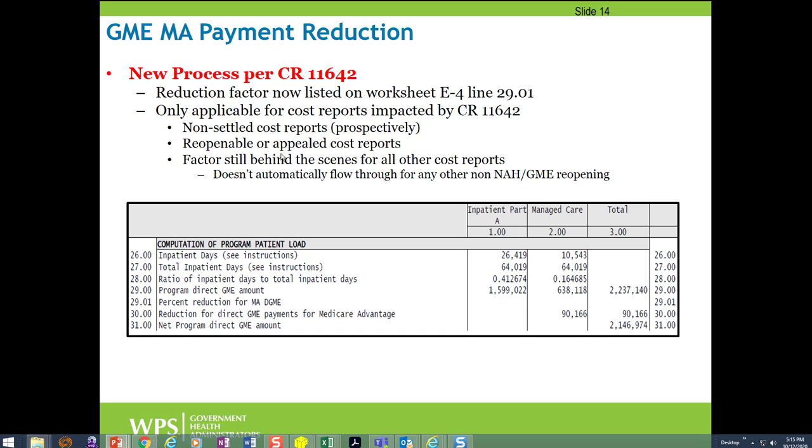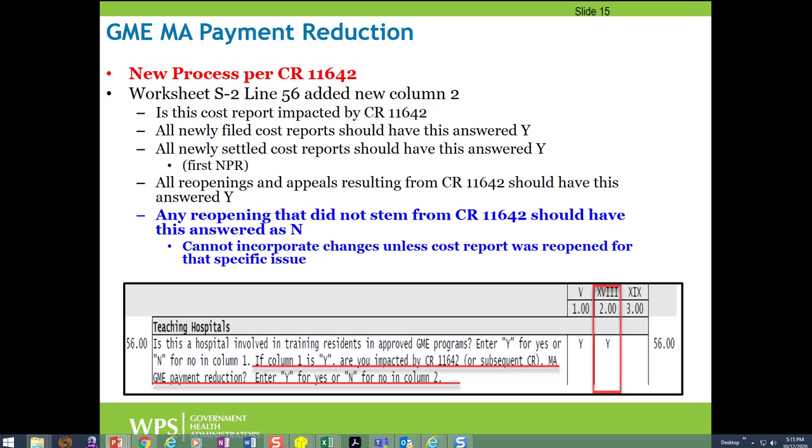The factor, that 14% factor from earlier, is still going to be behind the scenes for all other cost reports. So what that means is if you have a non-CR 11642 reopening for something else, that factor does not flow through. The revised factor does not flow through. So now let's take a look at the next step of this new process.